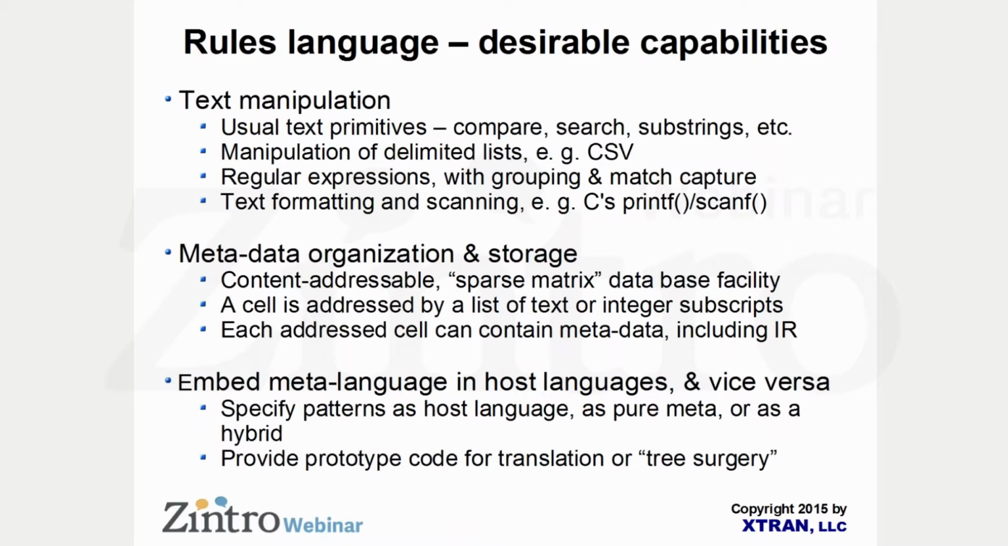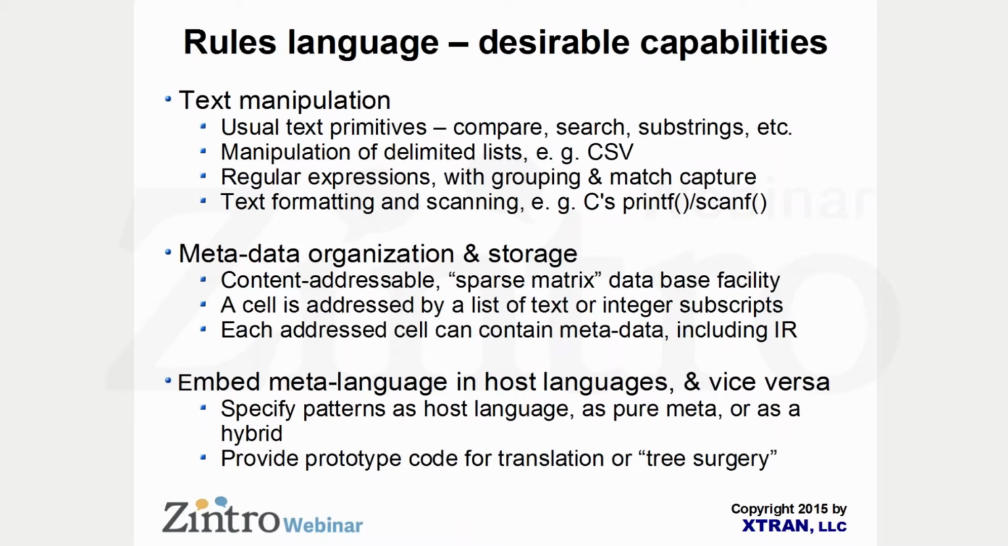And then we want to be able to organize and store our metadata while we're working on stuff. So we want a database facility built into the rules language which gives us content addressable databases. Now what do I mean by that? I mean that such a database is an n-space. If n is 1, we're talking about a vector. If it's 2, we're talking about an array. If it's 3, we're talking about a cube. If it's 4, we're talking beyond our ability to imagine. So n can be anything, depending on what we're doing.